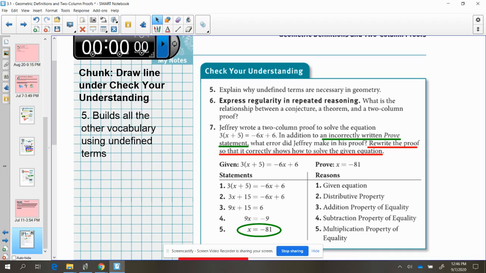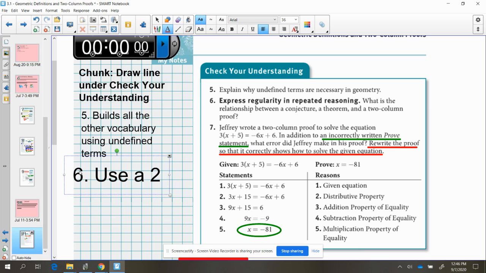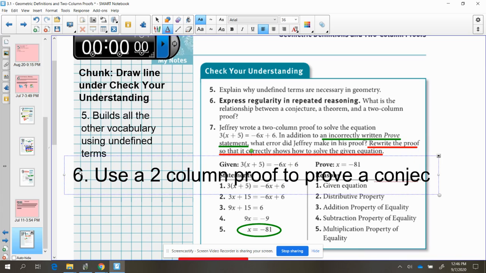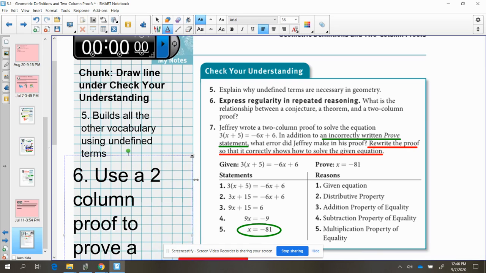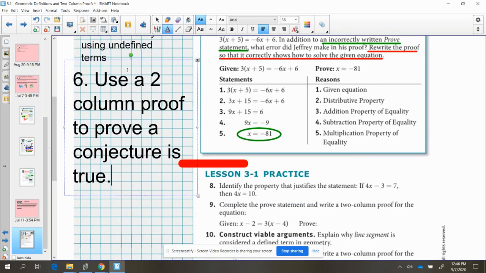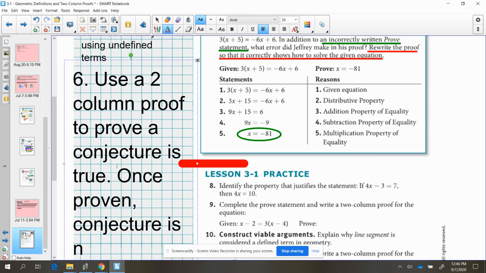Now, number 6 then is asking us what is the relationship between a conjecture, a theorem, and now our two-column proofs. Well, these are really important because what happens is you can use a two-column proof to prove a conjecture is true, right? These two-column proofs are going to be able to allow us to prove our conjectures are in fact true. Well, once the two-column proof proves our conjecture is true, then that conjecture is now a theorem. So that's kind of the connection between these.